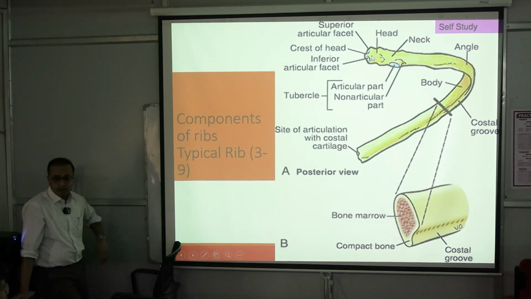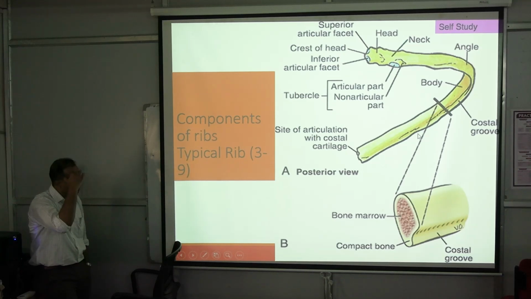Now this vertebral end has a head, which is present over here and articulates with the vertebra. In the head there are two facets, two attachment points. One is above, one is below. The above facet attaches with something, the below facet attaches to something else. We'll come into it. After the head, we have a narrow part we call the neck. Then on the neck we have the tubercle. Then we have the shaft which runs across, curved, just like a long bone.